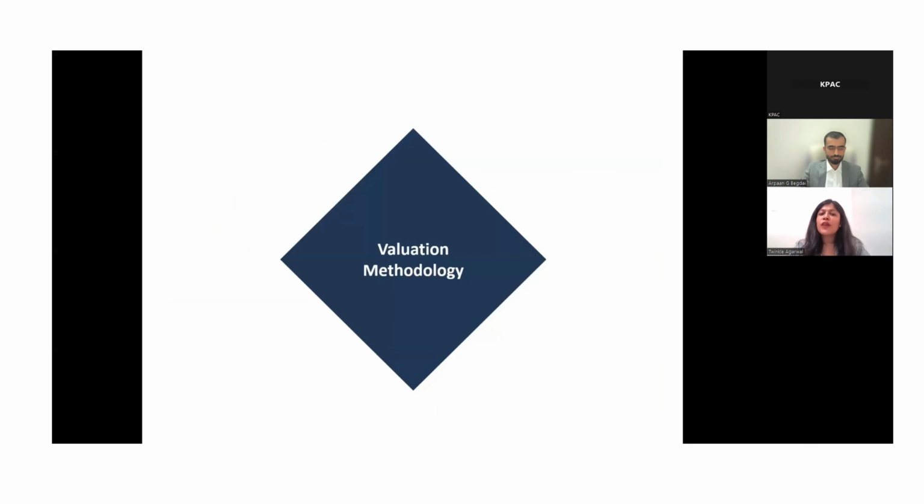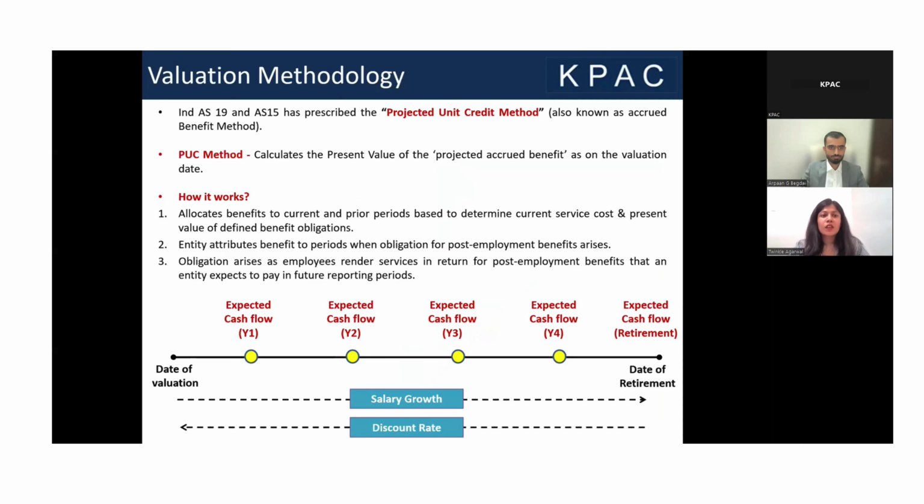Next, we move on to the valuation methodology. Here we discuss the methodology that is used to value the employee benefit liabilities. As per the accounting standards, Ind AS 19 or AS 15, the most prescribed methodology is the projected unit credit method. This is also called the accrued benefit method. The method calculates the present value of projected accrued benefits as on the valuation date.